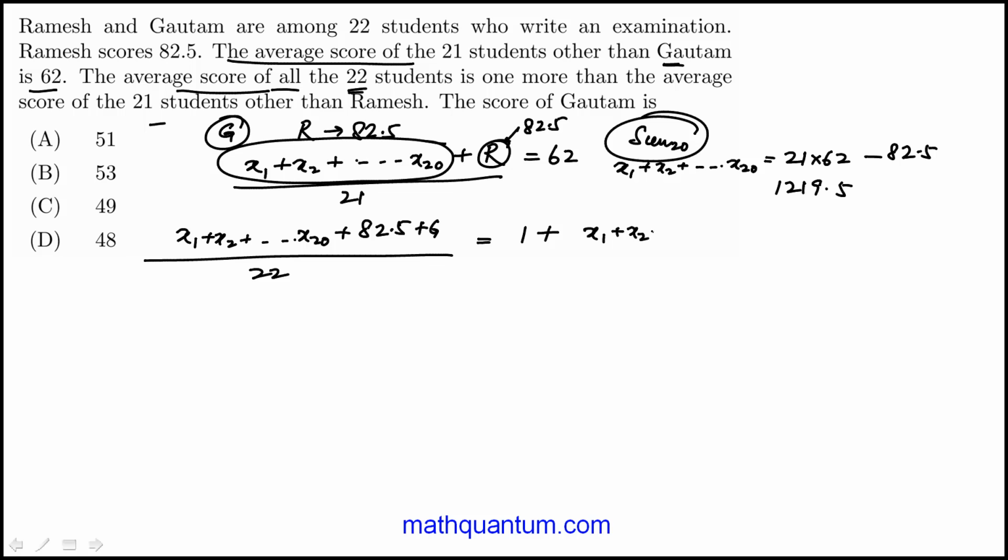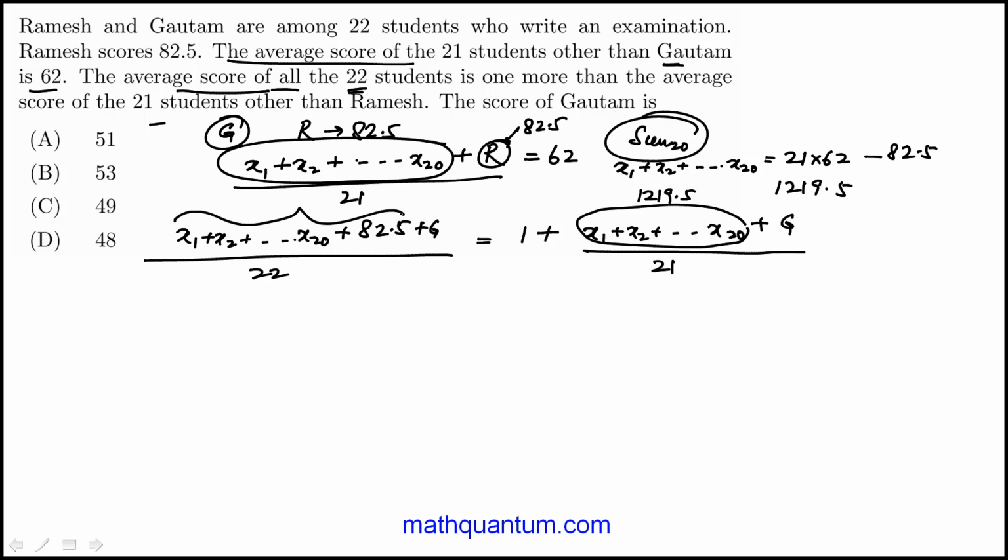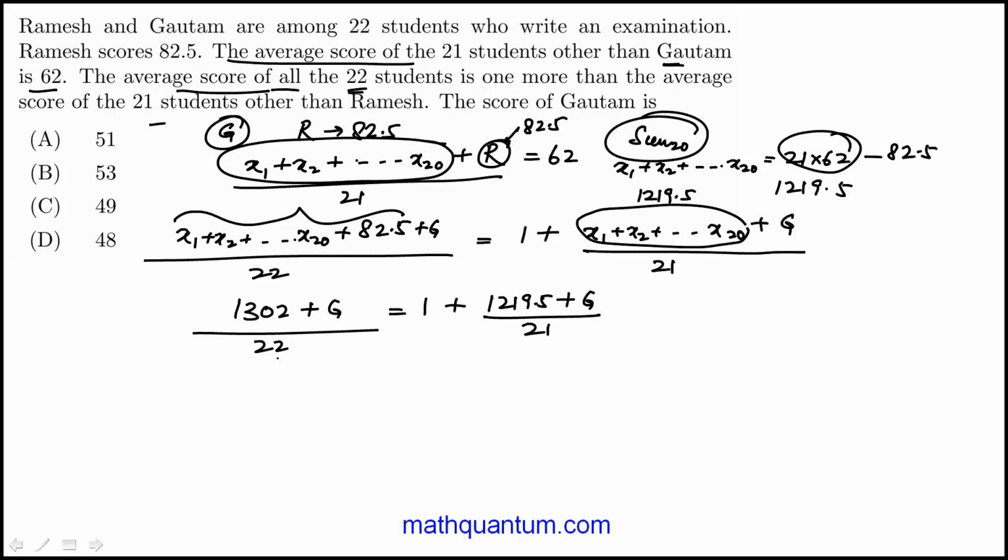So now we're excluding Ramesh and including Gautam, divided by 21. This piece we know is 1219.5. And again, this one we just have to add plus 82.5. So in fact, it would be that one, 21 times 62. So our equation becomes 1302. You do want to be careful in this question, because if you make a mistake here, your answer will not match. So 1219.5 plus G over 21. So it's a matter of solving this equation.